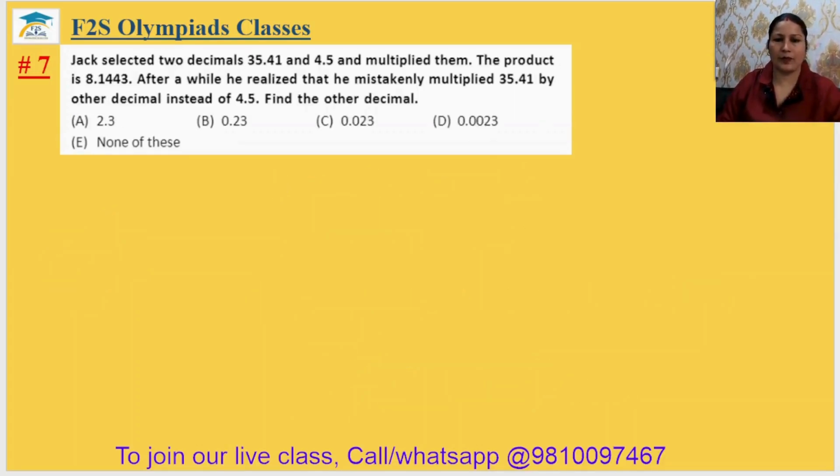Question number 7. Jack selected two decimals, this and this, and multiplied them. The product is this. After a while, he realized that he mistakenly multiplied 35.41 by another decimal instead of 4.5. Find the other decimal. So product is written here, P equal to 8.1443. This is written here, 1443, and it is coming after multiplying 3541 by the other decimal.